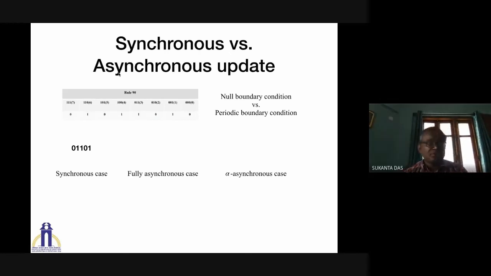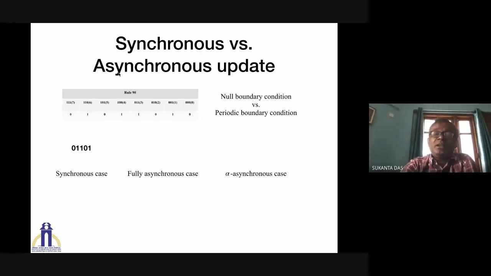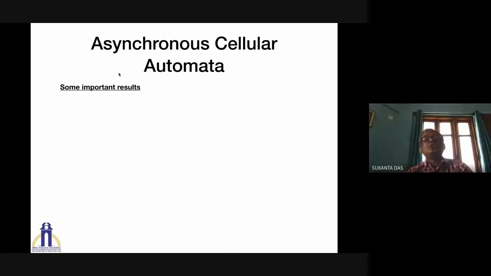We shall not go into much detail about asynchronous cellular automata in this course. This is just an introductory note. Asynchronous cellular automata were used for modeling distributed systems, and as I've said, they are also used for natural phenomena. Let me state a few important results of ACA, or asynchronous cellular automata, before concluding this one. I'm just stating the results. I shall not go into the proof.